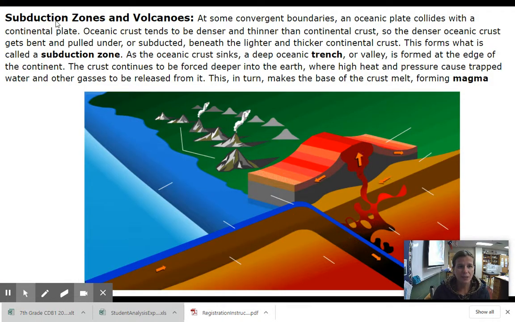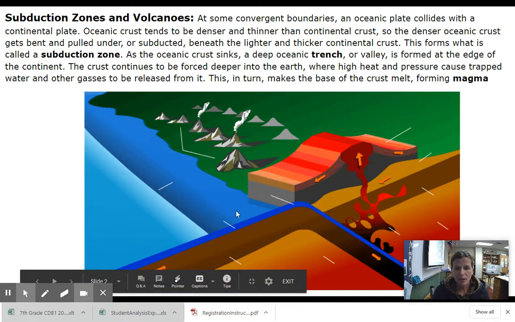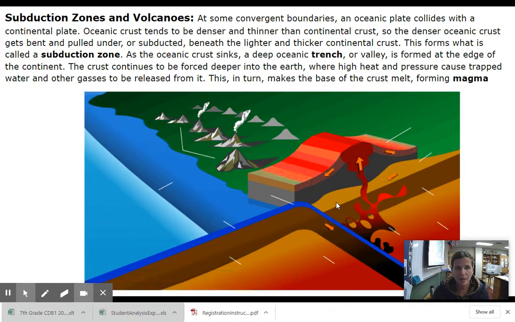So, a subduction zone and volcanoes. At some convergent boundaries, an oceanic plate collides with a continental plate. Let's look at the image. Here you have an oceanic plate colliding with a continental plate. The oceanic plate tends to be a denser, thinner crust than the continental crust, so the denser oceanic crust gets bent and pulled under, or subducted, beneath the lighter and thicker continental crust.